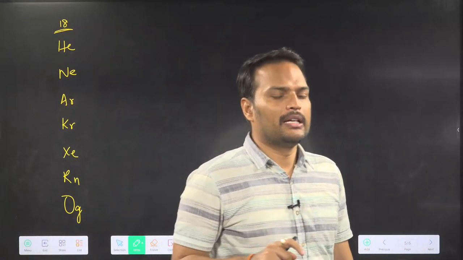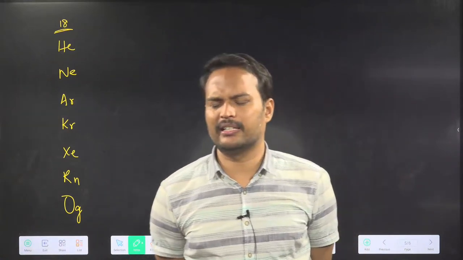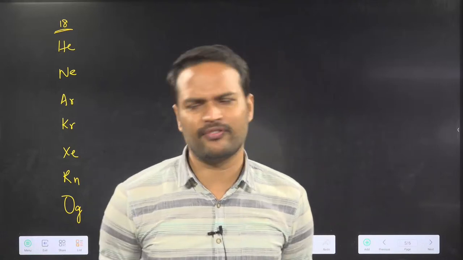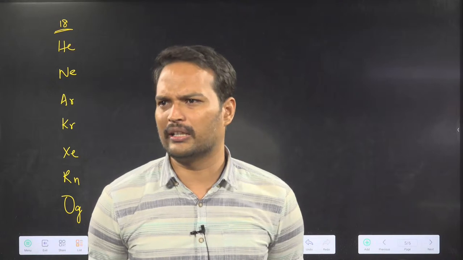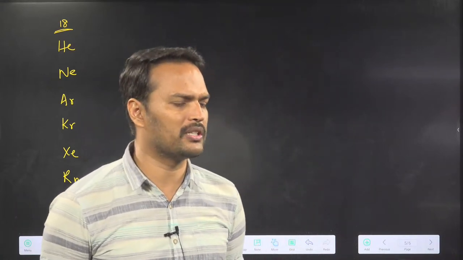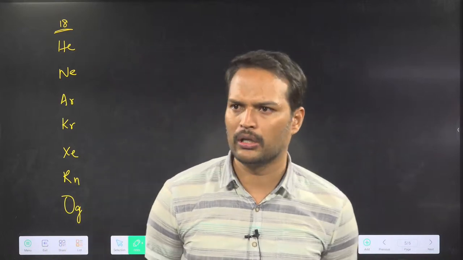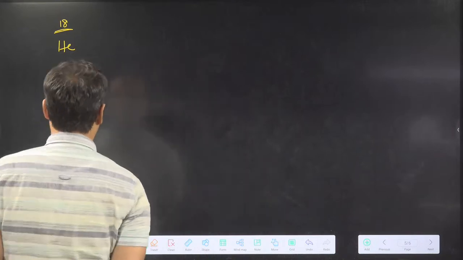They asked this in the previous paper. What they asked: now you will go and read NCERT P block group 18. At that time it is written that we are getting this in atmosphere, this here, this here, that here. Then they said that only radon we are not getting. So they asked which one is not present in the atmosphere, and the answer was radon. Now you can also take Oganesson. Clear? Okay.